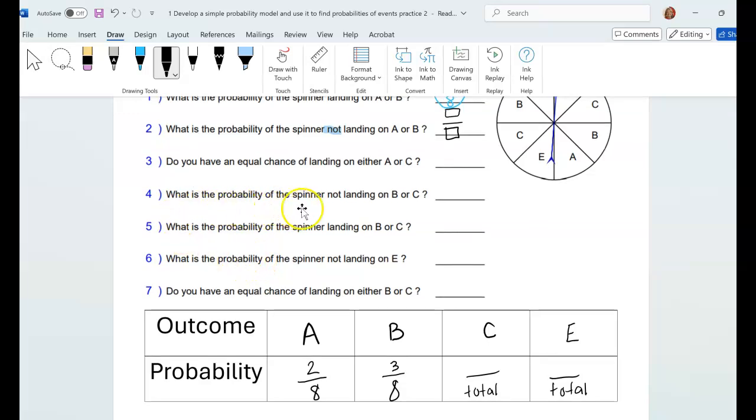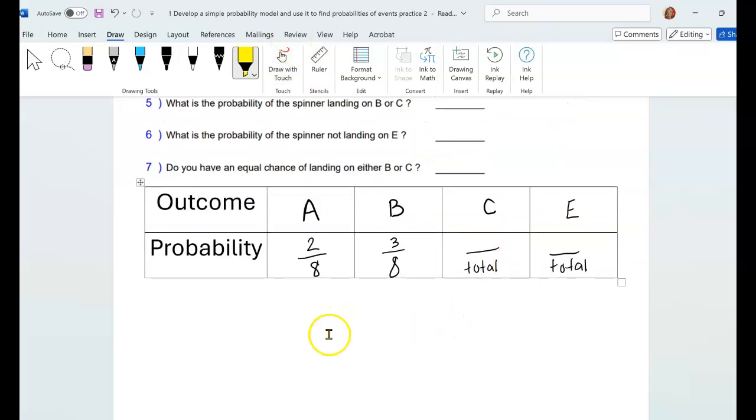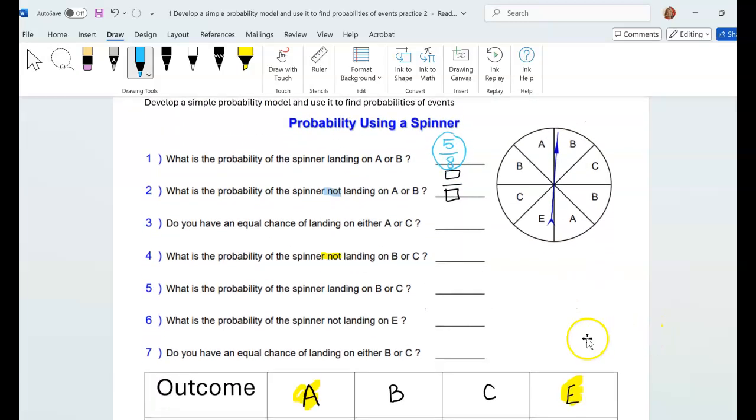Number 4, what is the probability of the spinner not landing on B or C? Not landing on B or C. Well, we would take a look at our outcomes, wouldn't we? And we would add them together. We would add A plus E, and that would give us our numerator, and there's our divisor bar, and we already know our total. Okay, so there's your answer to number 4.